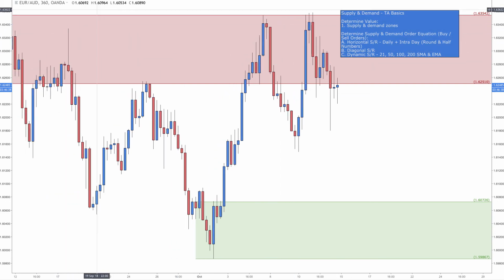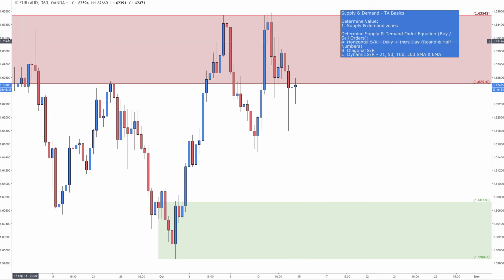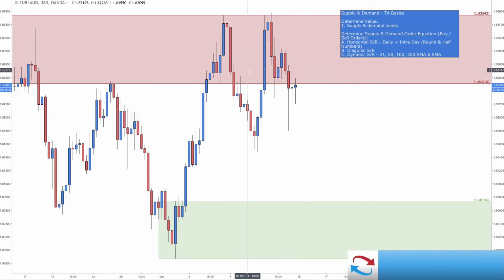If you did manage to get in on this candlestick and take profits at around a 1-to-1 or more than a 1-to-1, and you're out of this trade, well done to you.